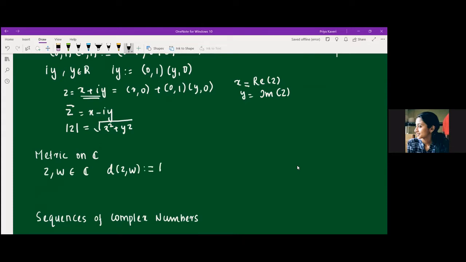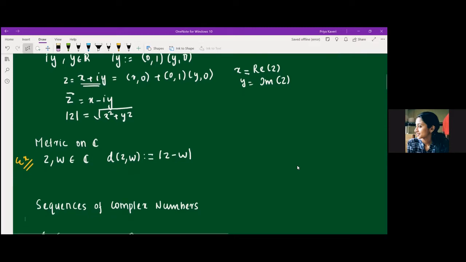Okay, we can define mod of Z minus W, right? We are not going to prove this is a metric now, but you can do this as an exercise. So we are happy we got a metric. Now we can talk about open balls, convergence of sequences, continuity and all. So we will move further.